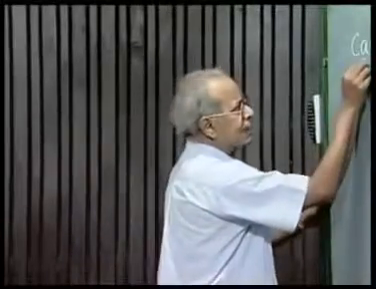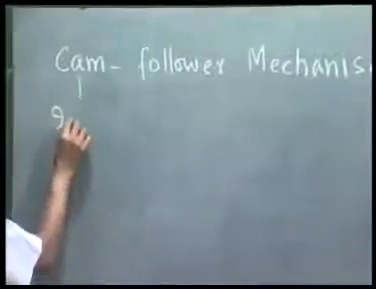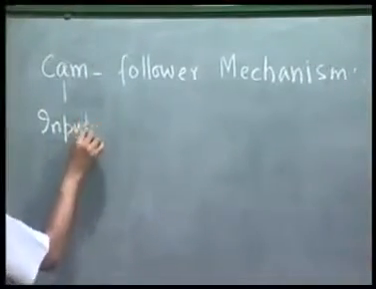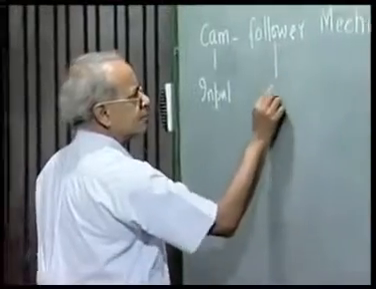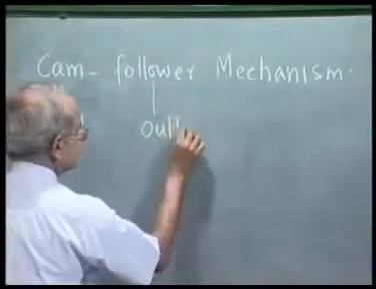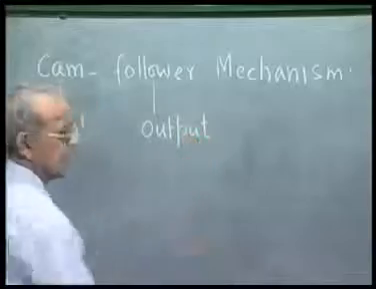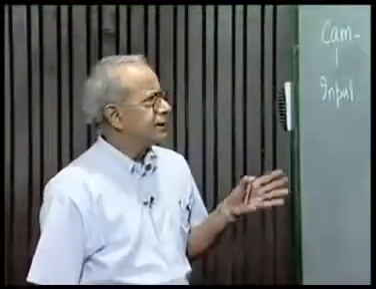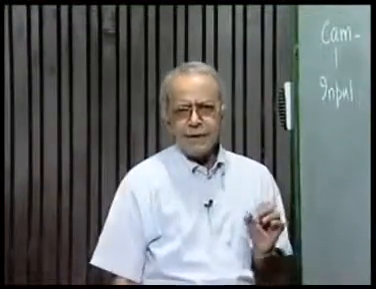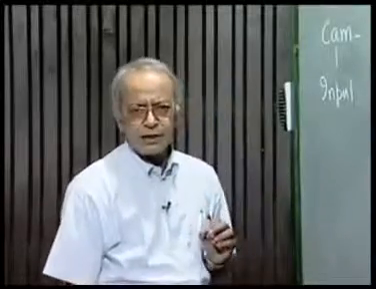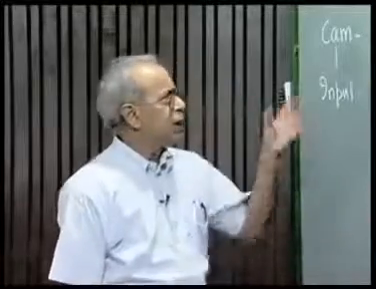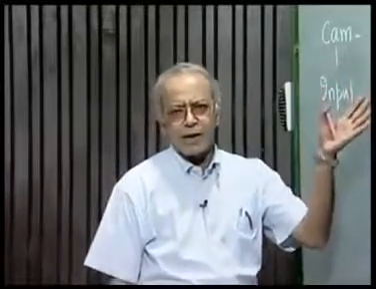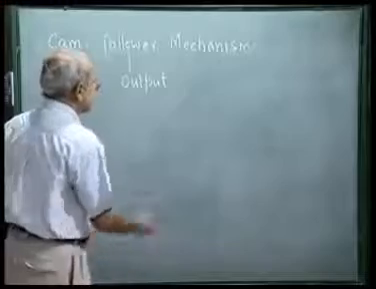In this cam follower mechanism, the input link is the cam and the follower is the output link. As we shall see, this cam follower mechanism is nothing but an exact function generator. By linkages, we had approximate function generators, but by using this cam follower mechanism, we can have an exact function generator.